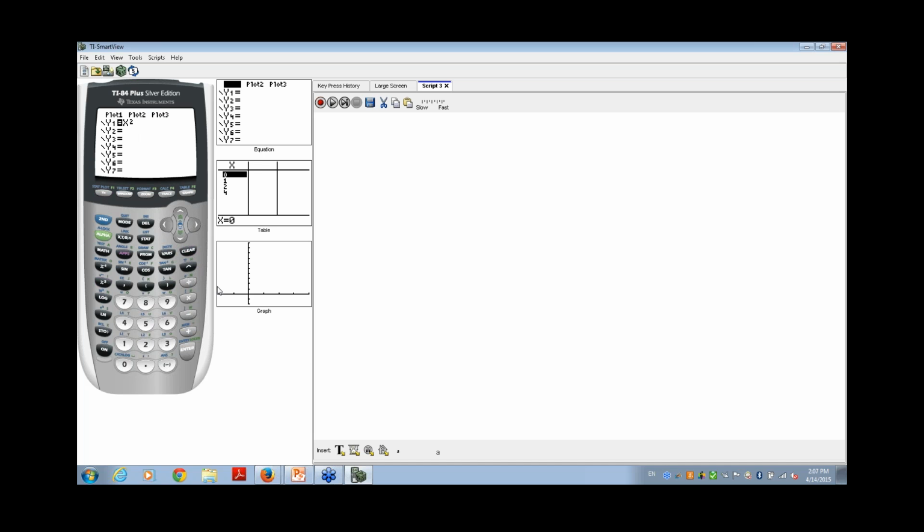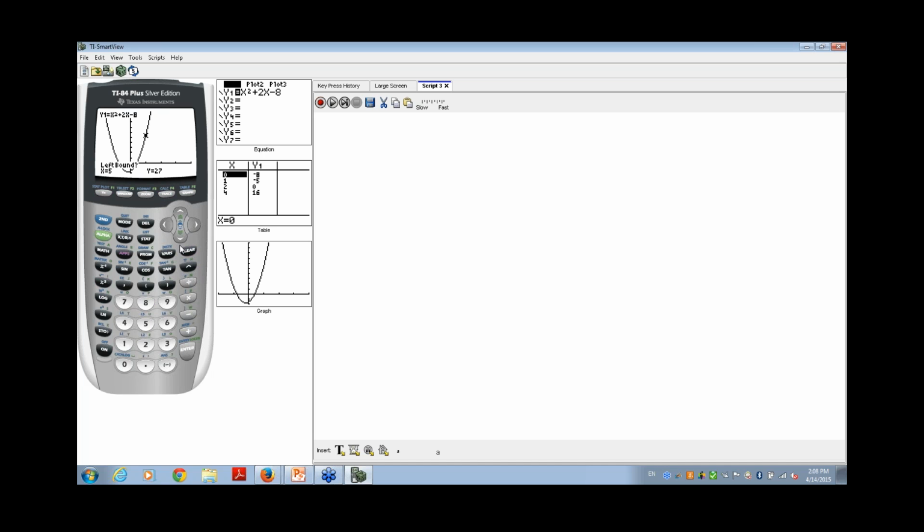X squared plus 2x minus 8. Okay? And then if you look at this first, the leading coefficient is positive, which means the parabola opens up, meaning we are looking for a minimum. So if you do second trace, you go 3 for minimum, okay?